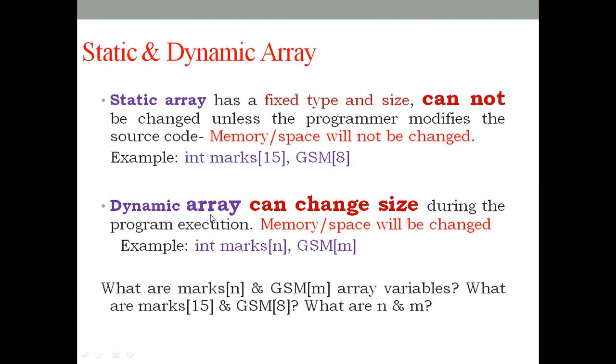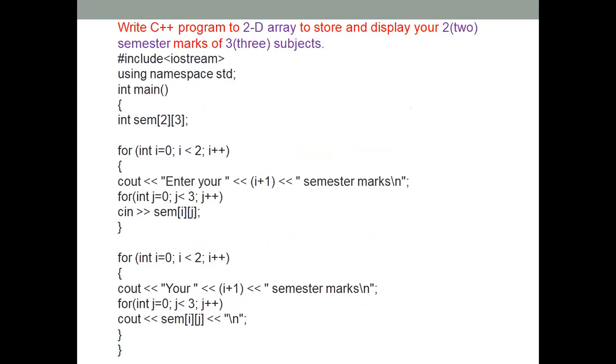But how about the dynamic array? It can change the size because it does not have a fixed number here. It is like n or m, so the size can be changed, but this one has a fixed size. So that's why a static array has a fixed type and size, and dynamic arrays can change the size inside. Okay, so this is just a little bit of information you need to know.